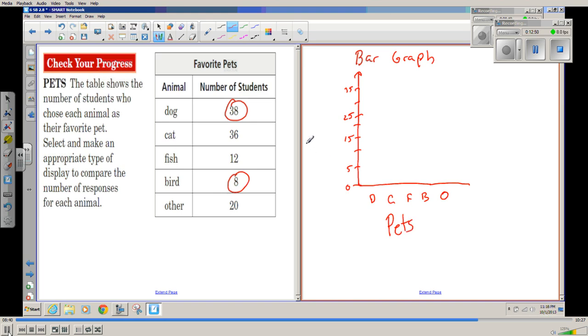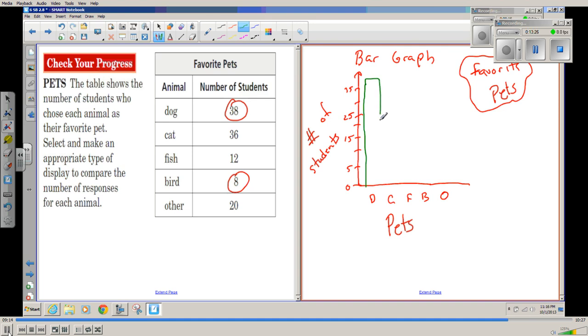So down here are the types of pets, and over here are the number of students. And the title should be favorite pets. Alright, so let's take a look. Let's get some color in this graph. For dogs, the number is 38. So you go all the way up to where 38 is, and come all the way back down.